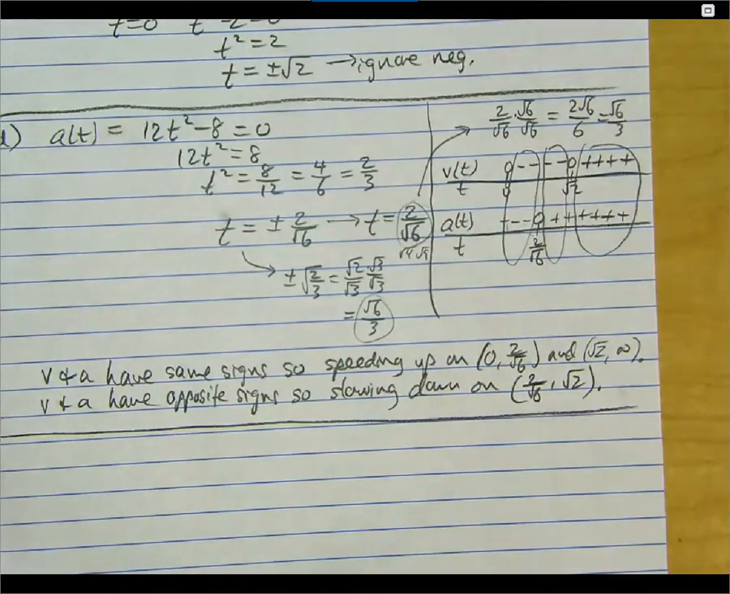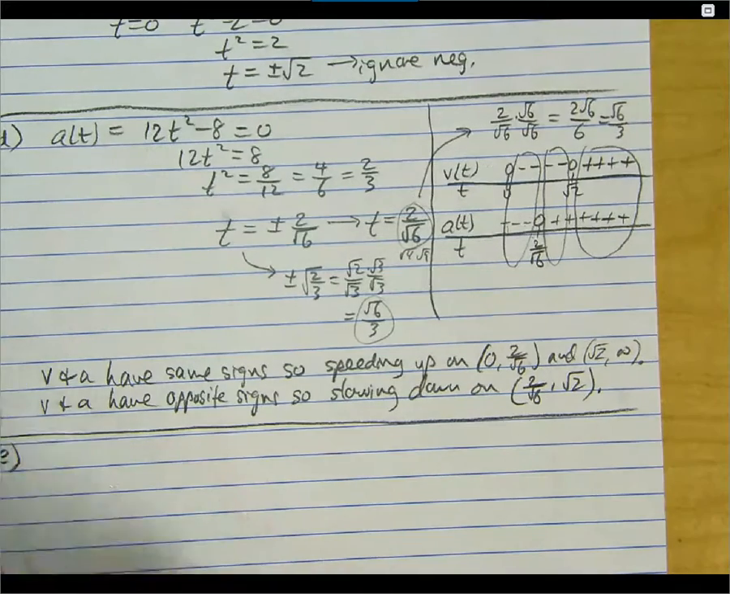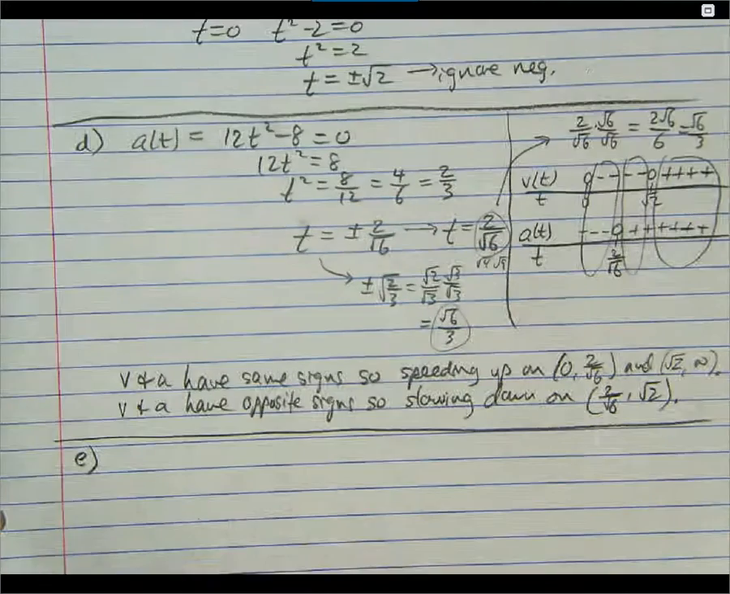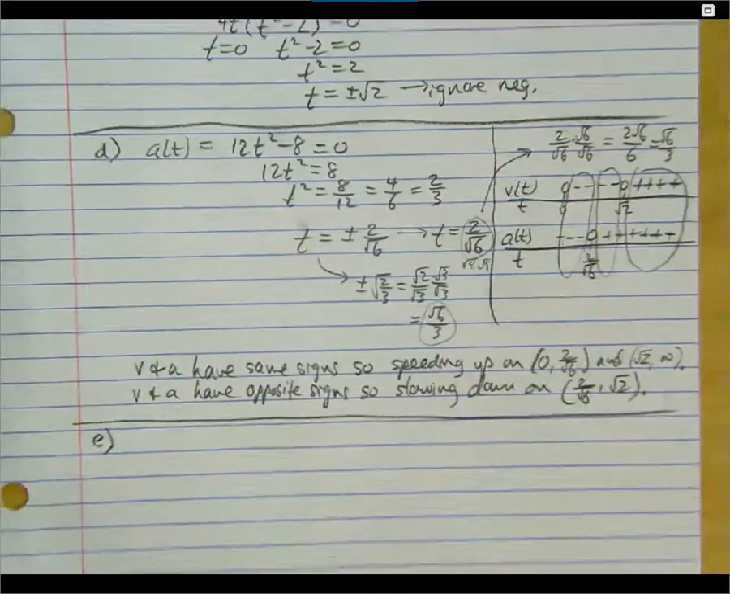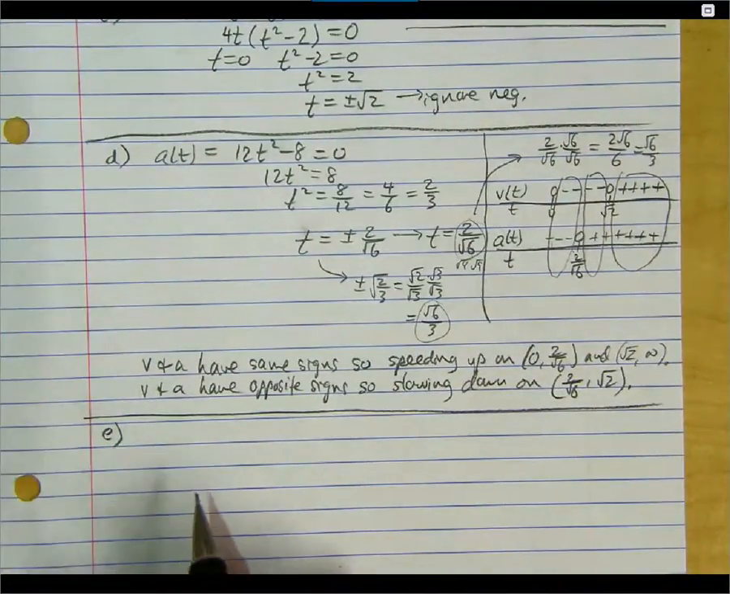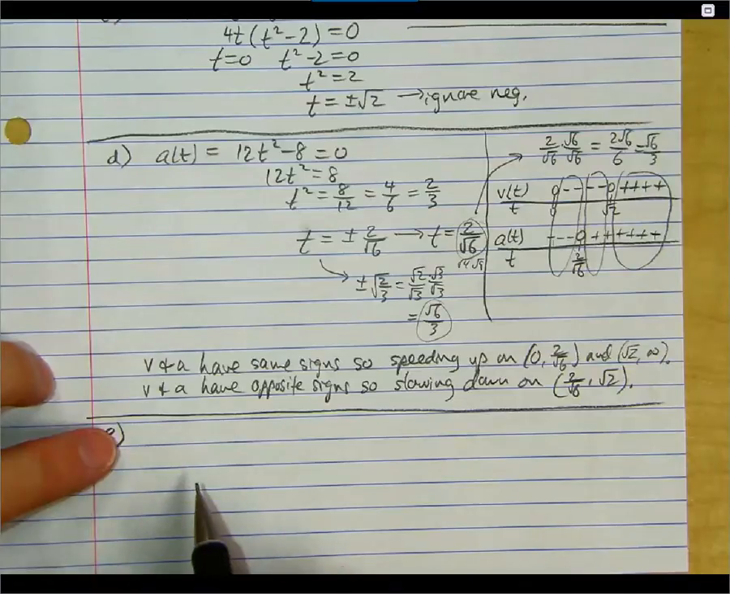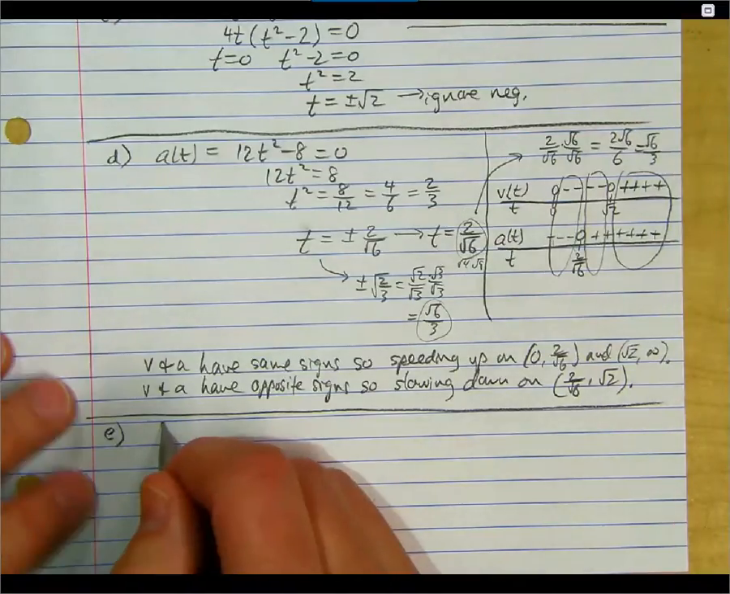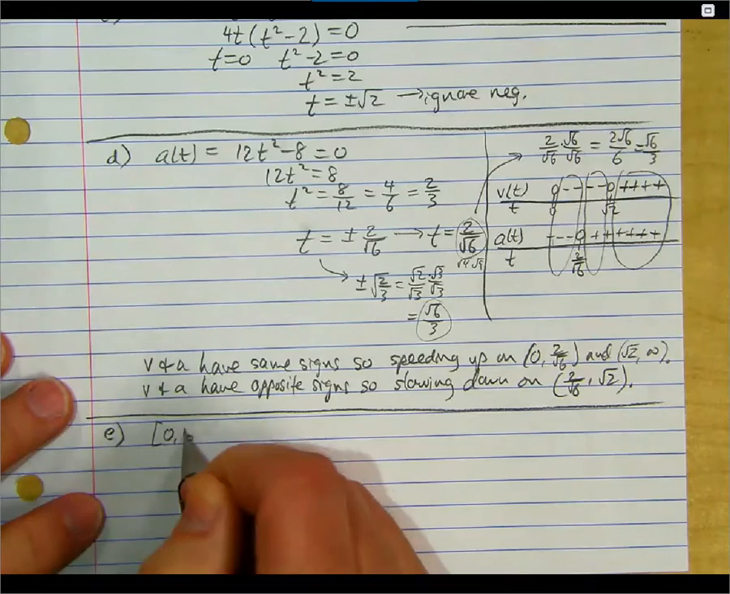All right, next up is part E. Part E is to find the distance traveled, the total distance traveled. Now what we'll need to know is, when did it start, when did it stop? And they gave us an interval. They gave us this right here, from 0 to 5.